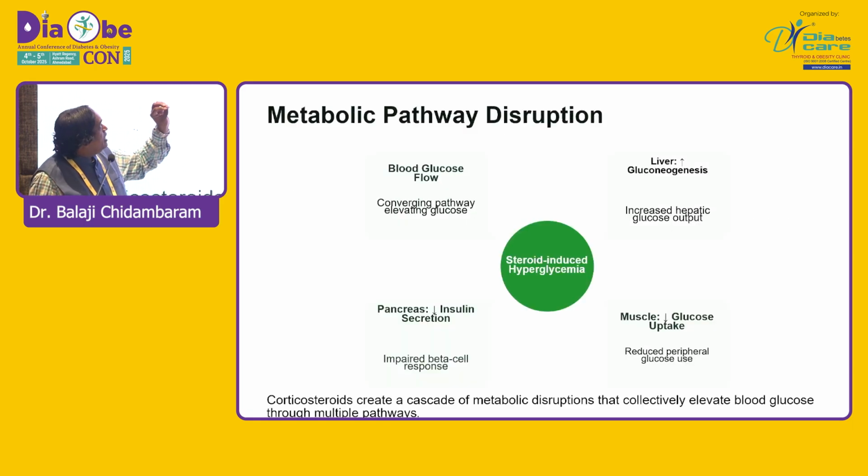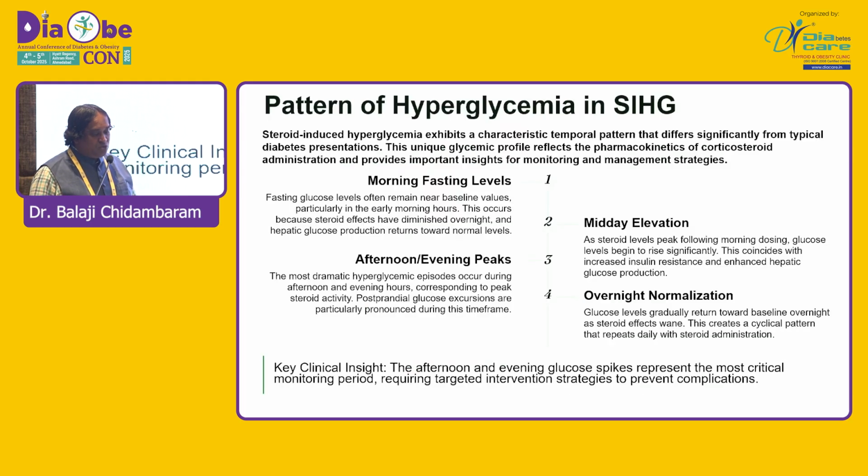What are the metabolic disruptions with steroid-induced hyperglycemia? First is elevated blood glucose. Secondly, it has an impact on hepatic glucose output. Thirdly, it reduces peripheral glucose utilization, and lastly, impaired beta cell response.